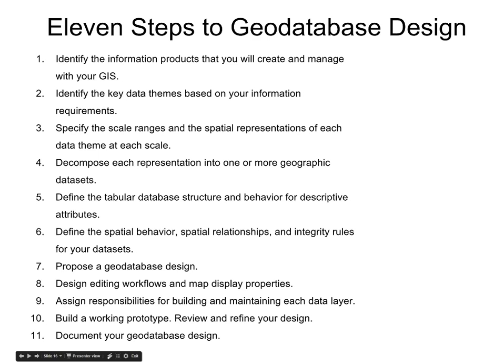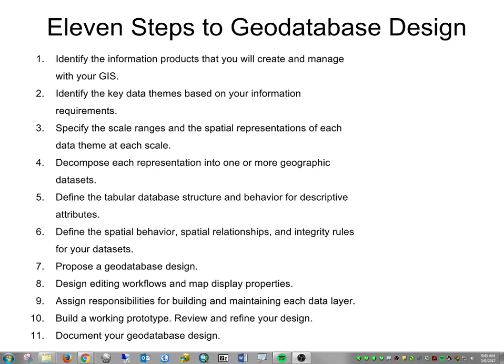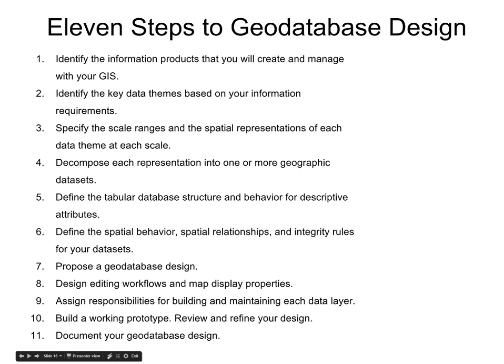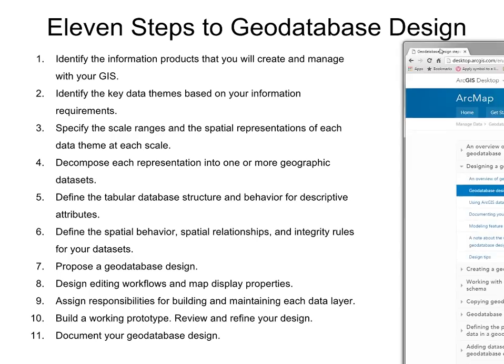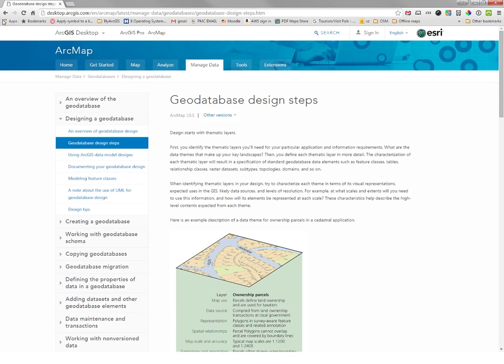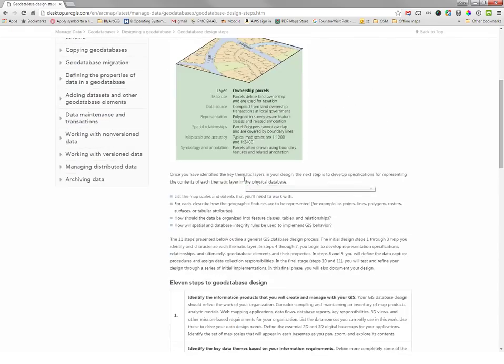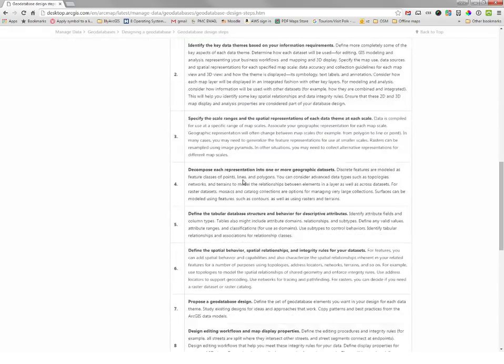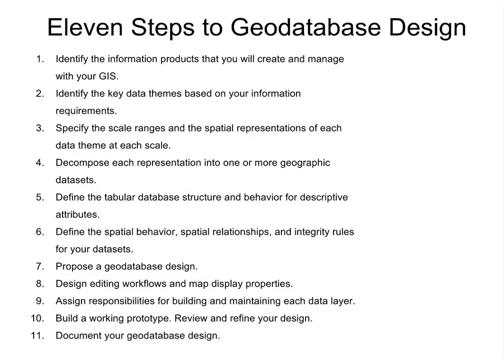The more recent Esri documentation lists these 11 steps to geodatabase design, and they're a little bit more detailed, and I think they're a good reference to go by. You can see these using the link in Moodle. This is available on the ArcGIS desktop resources page, and this shows you these design steps. So we'll talk about each one, but I'd like for you to read about these as part of your required reading this week.